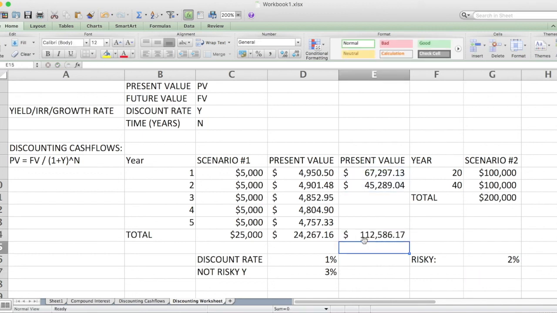I hope by showing you these different payments or multiple payments in a spreadsheet, you can see how you can quickly make comparisons about future payments.